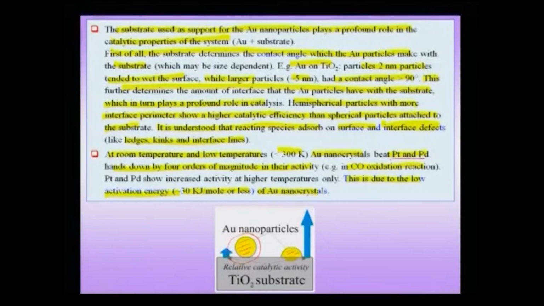And the important parameters in this whole thing are the shape of the gold nanoparticles, the size of the gold nanoparticles, the substrate medium, is it titania or is it nickel oxide or is it one of the other materials which can be chosen as substrate material, and the contact angle that gold nanoparticles make with the substrate. All this put together, it can be seen that there is an effective role that gold in nanoscale can perform in the case of catalysis, and this is again one of those startling effects which you see only when you go to the nanoscale.